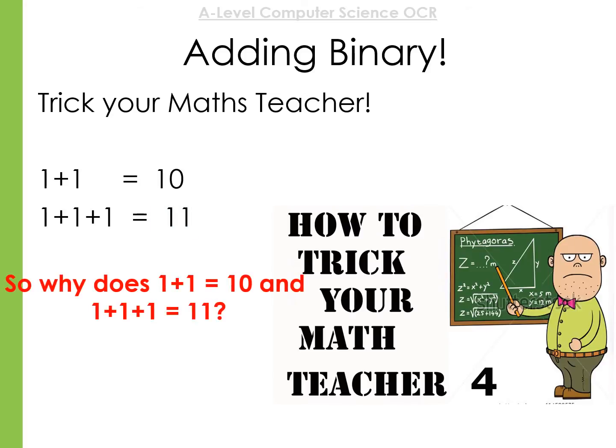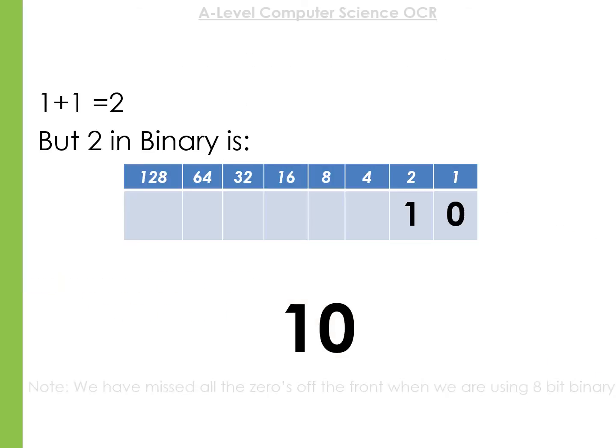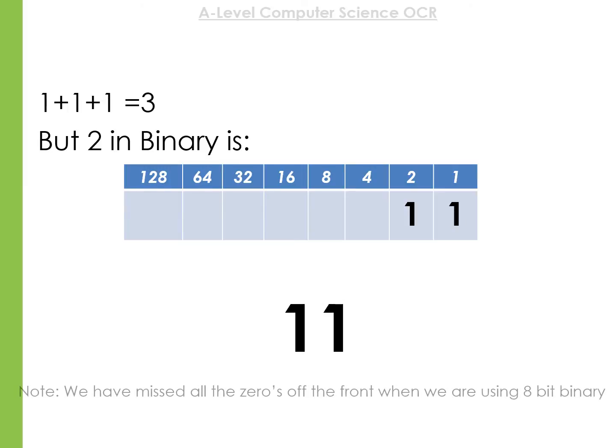We're now going to look at binary addition, how to add up binary. Now, usually 1 plus 1 would equal 2. And 1 plus 1 plus 1 would equal 3. But we need to think why 1 plus 1 actually equals 10 and 1 plus 1 plus 1 equals 11. We know 1 plus 1 is actually 2, but 2 in binary is 1, 0. So when we're adding two values together, we represent that also in binary. 1 plus 1 plus 1 is 3. 3 in binary is actually 1, 1.